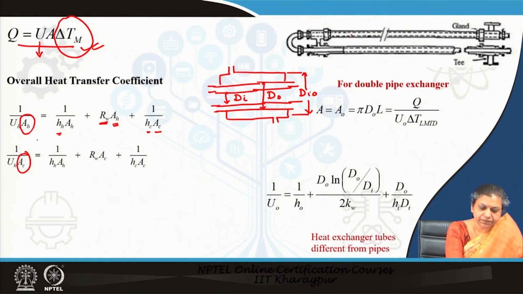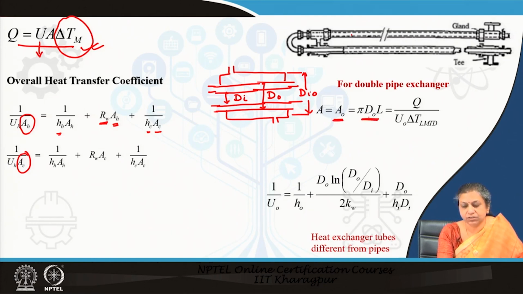Now, if we apply this general overall heat transfer coefficient equation to the specific case of a double pipe exchanger, then generally, as I have already mentioned, the heat transfer area is taken as the outer wall of the inner pipe. In other words, the area of heat transfer is A0, which is given as pi into D0, the outer diameter of the inner pipe, into the total length which will be required, right. And this is obtained as Q by U0 into delta T LMTD.